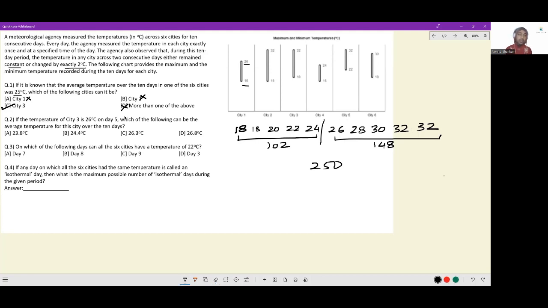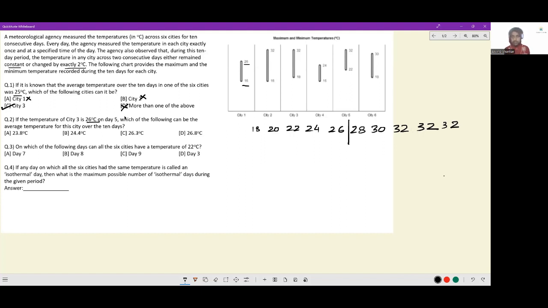Okay, next question. If the temperature of city 3 is 26 degree on day 5, which of the following can be the average temperature for the city over the 10 days? Okay, temperature of city 3 is 26 degree on day 5. City 3. Oh, we already had the work for city 3, no? I'm going back to the max case that we had created. The max case was this. I'm doing a 5-day breakup only to make calculations easier for me.